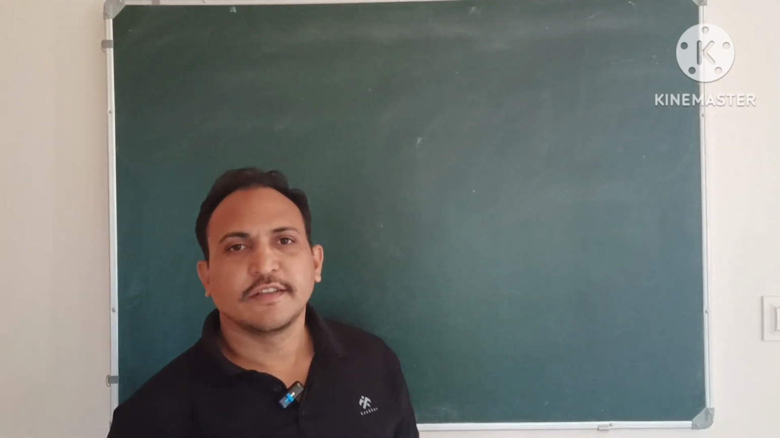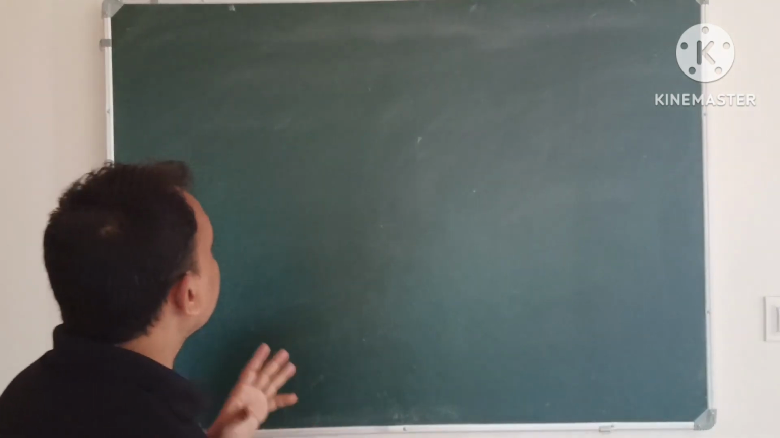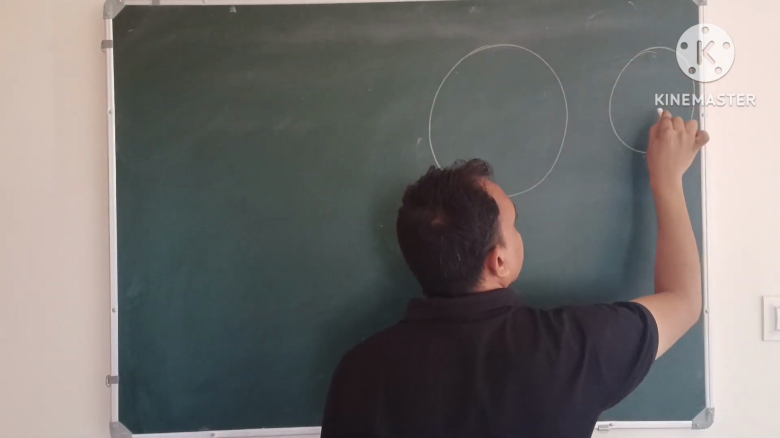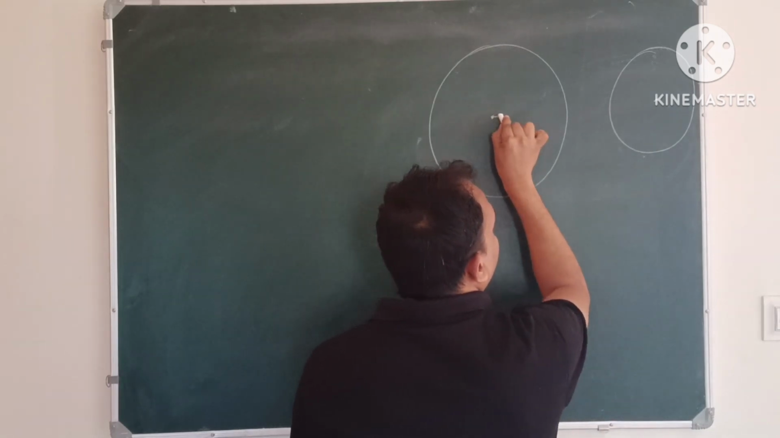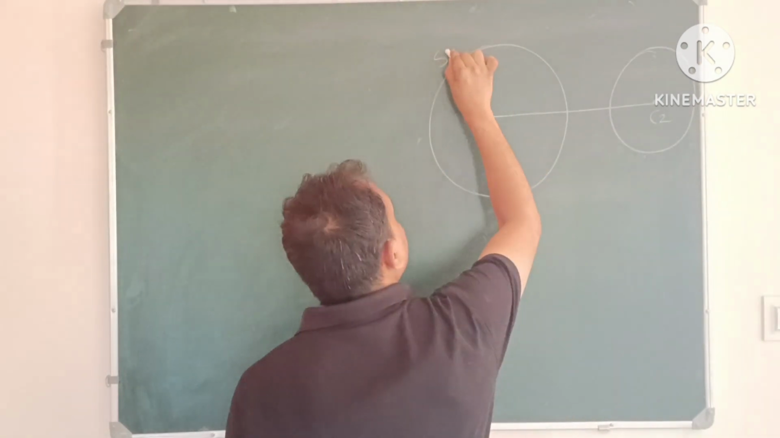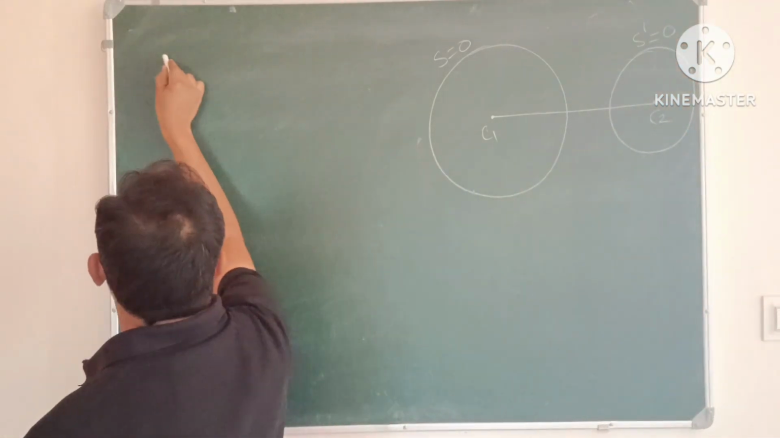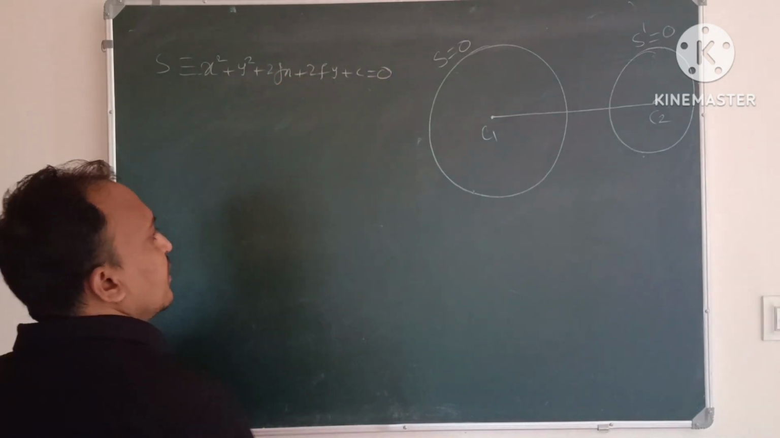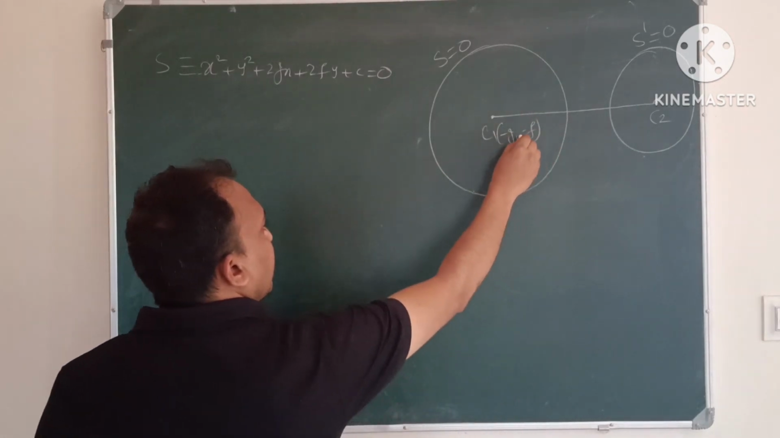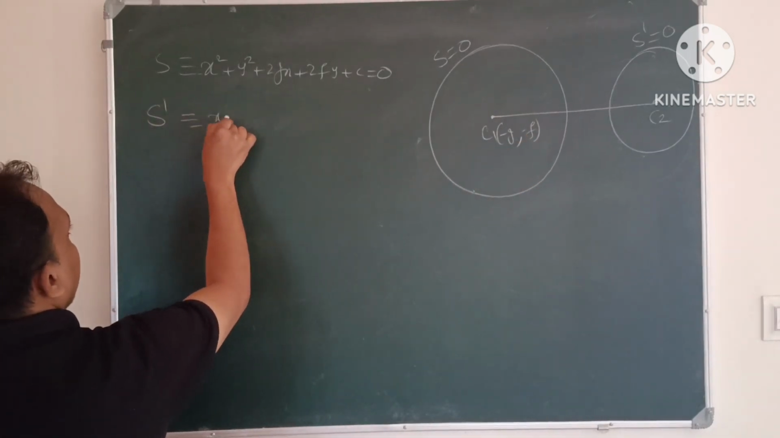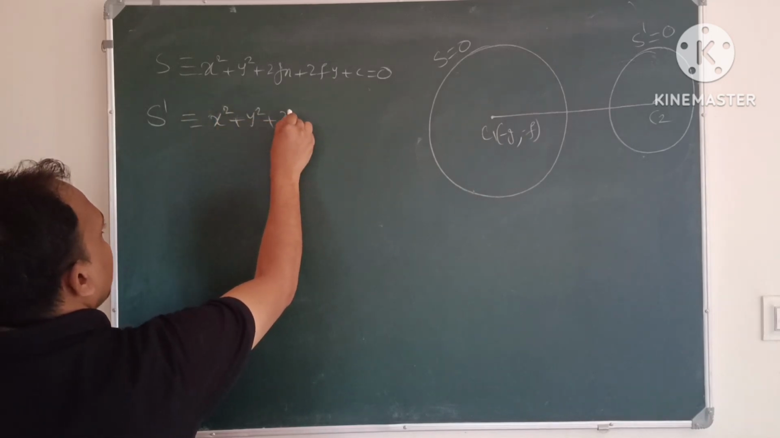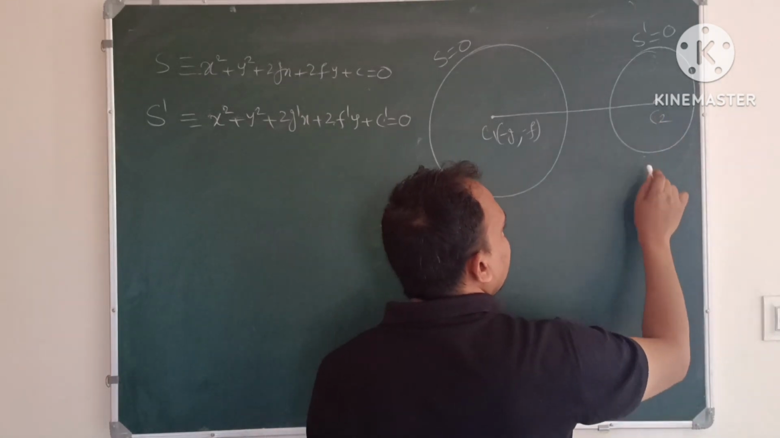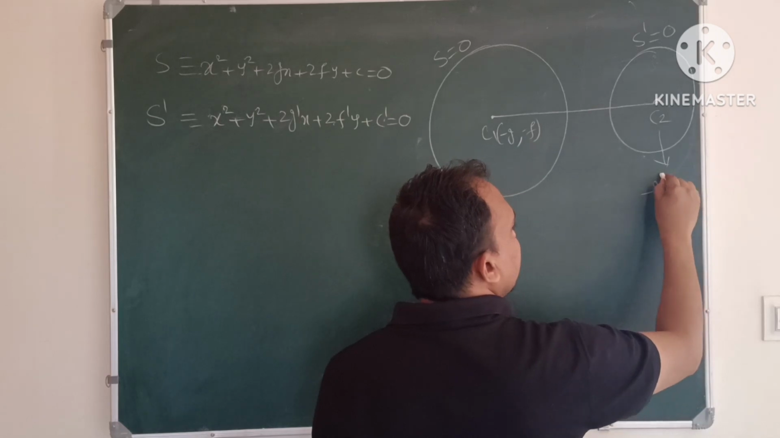Now let us discuss the properties of the radical axis. Some properties are there, let us see what they are. This is C1, C2, this is S is equal to 0, this is S dash is equal to 0, where S is, just now we have written, x square plus y square plus 2gx plus 2fy plus c is equal to 0. Then C1 is minus g comma minus f. S dash is x square plus y square plus 2g dash x plus 2f dash y plus c dash is equal to 0. Then the center of the second circle is minus g dash comma minus f dash.